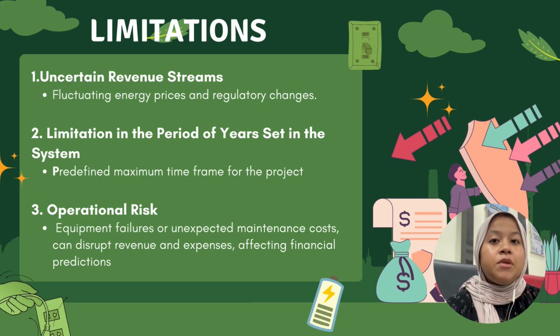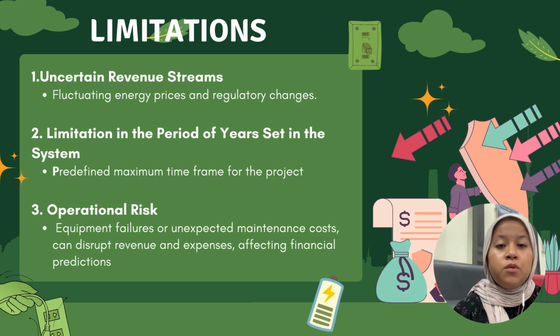Second, there is a limitation in the period of years set in the system. Our financial model operates within a predefined maximum time frame for the project. For example, we limit 20 years for the solar farm project. However, these renewable energy projects often have operational lifespans that extend beyond this period. As a result, our model may not fully capture the long-term financial outcomes and potential benefits of this project.